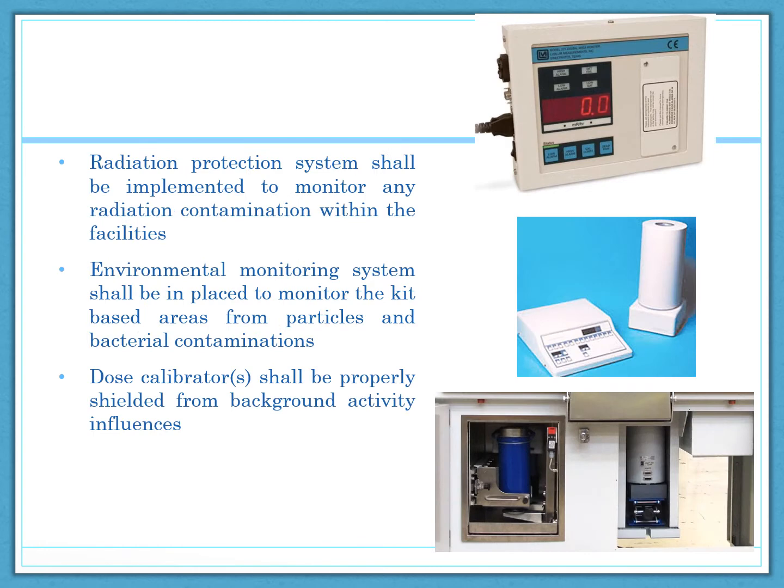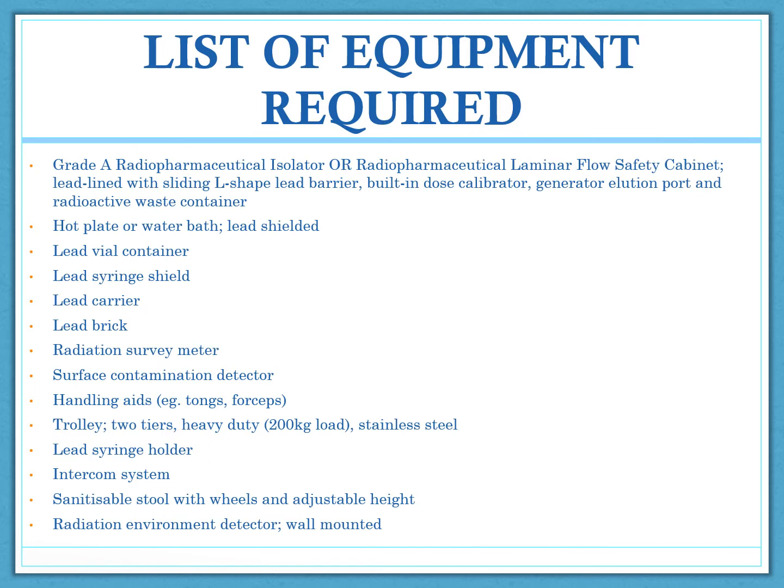Radiation protection system shall be implemented to monitor any radiation contamination within the facility. Environmental monitoring system shall be in place, as well as the calibrators shall be properly shielded from background activity influences. And this is a list of equipment required for the kit-based radiopharmaceutical facilities.